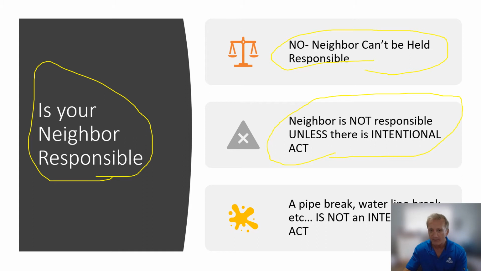Behind this, it basically says a pipe break, water line break is not an intentional act. If you're on the second floor and you have a line that breaks and it goes to the first floor, you shouldn't be held responsible for that. It's an accident. It's just something that happened. So that's a big difference there.